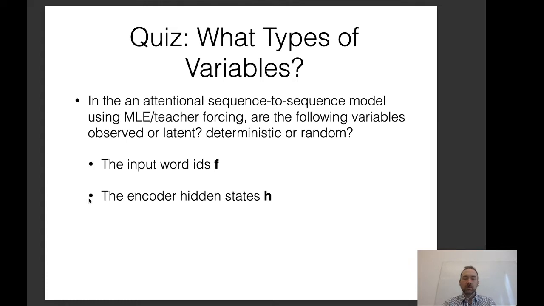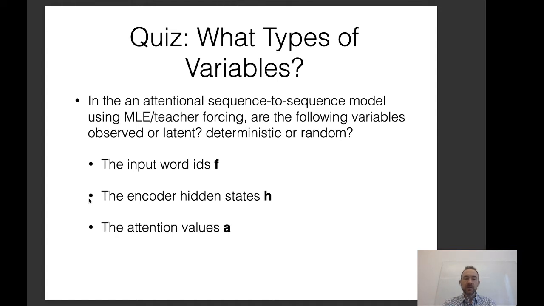Now, what about the encoder hidden states? The encoder hidden states are deterministic variables because they are calculated directly from the word IDs with no sort of random sampling or anything like this. But at the same time, they're latent variables because we don't have any observed data that tells us what these are.